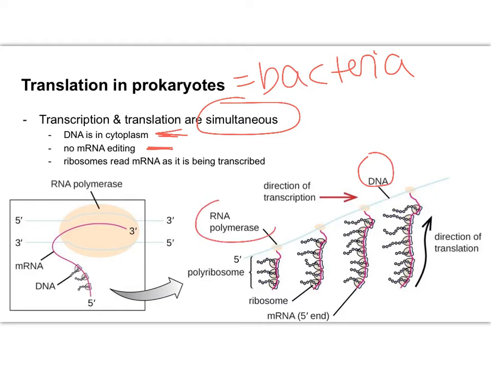The RNA polymerase is traveling along that strand of DNA, so it's making messenger RNA. That's the pink strip that's coming out there. So those ribosomes are grabbing a hold of that messenger RNA basically as soon as it's being made. And so they are making proteins at the same time that the RNA polymerase is traveling down the strip of DNA and making the messenger RNA.